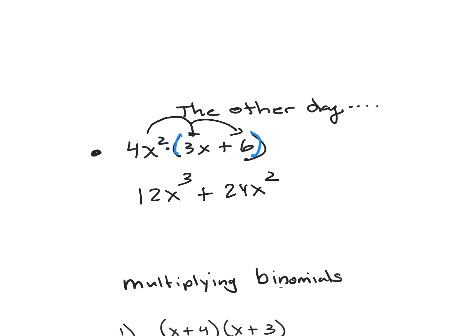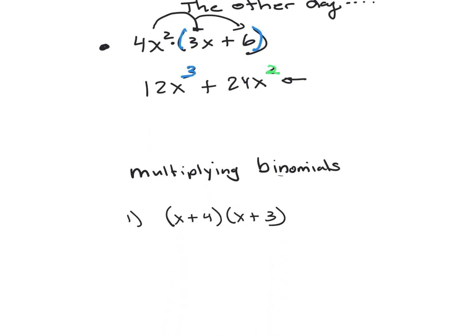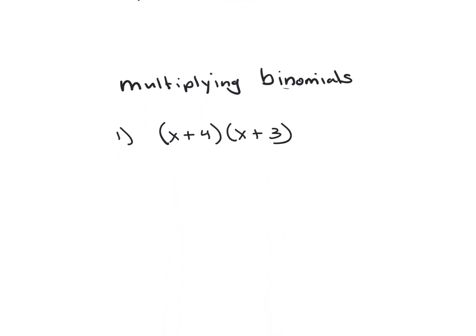And these are not like terms because this x is to the third power and this x is to the second power. So those are not like terms. So that is it. That would be our answer if you were to multiply that monomial times that binomial. So today what we're going to talk about is multiplying two binomials together.